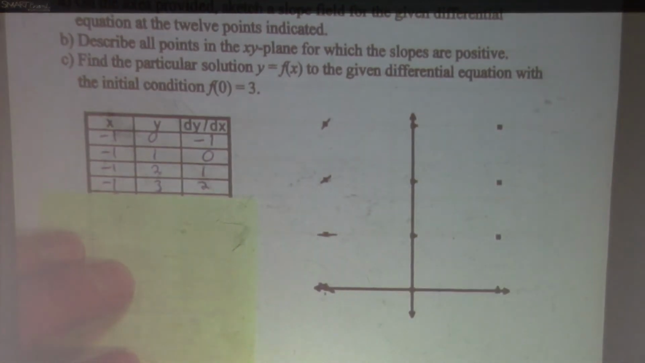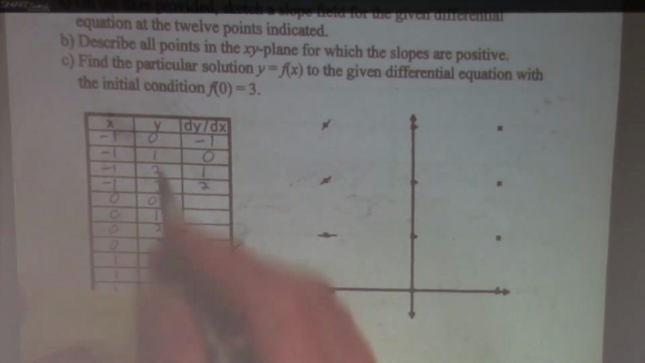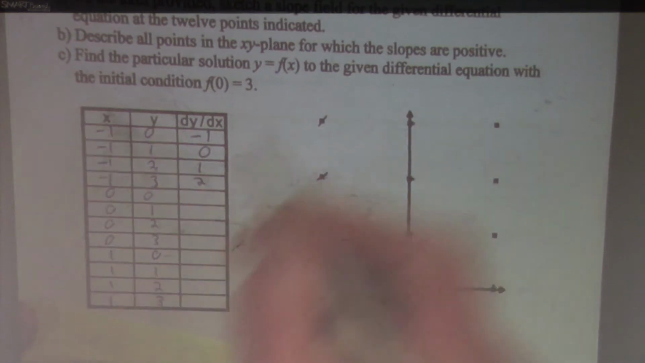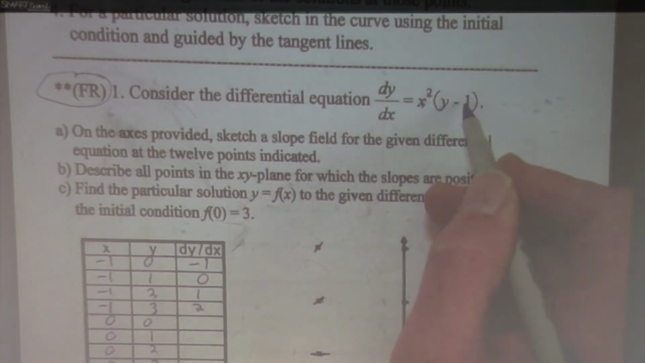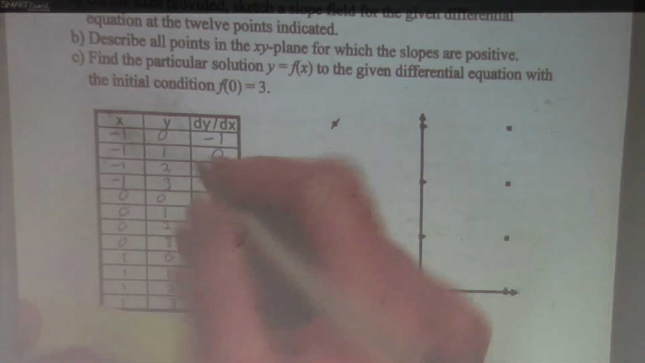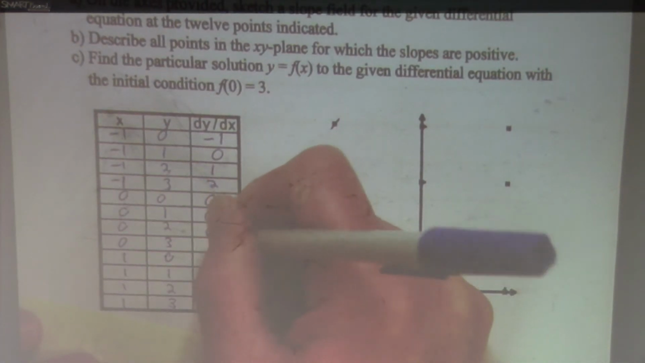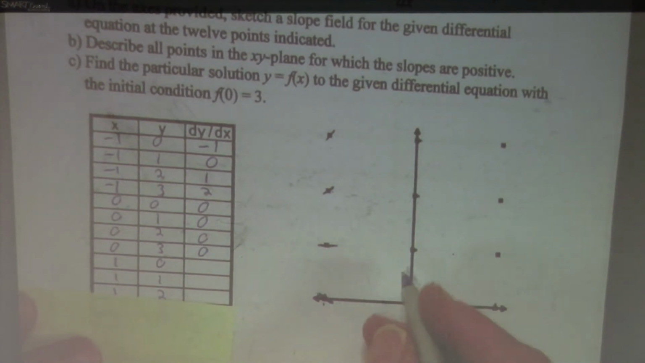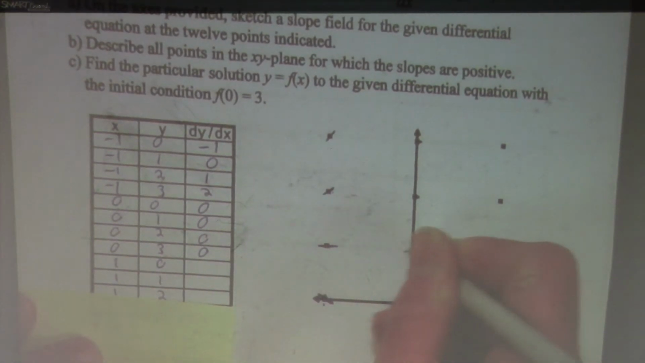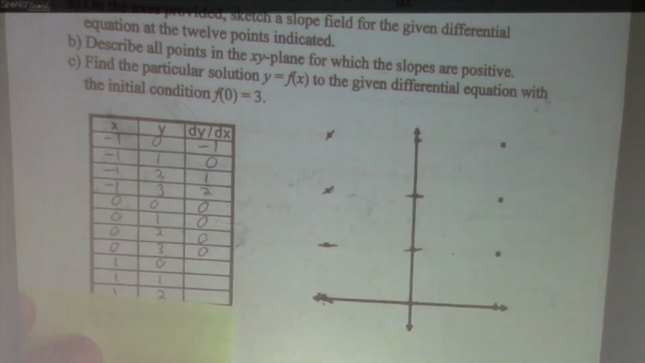Right? Okay, now, this is going to be real easy. When x is 0, 0 squared is 0. 0 times anything is 0. So at every x value of 0, dy/dx will be 0 regardless of what y is. So all the x values of 0 are going to get horizontal tangents.